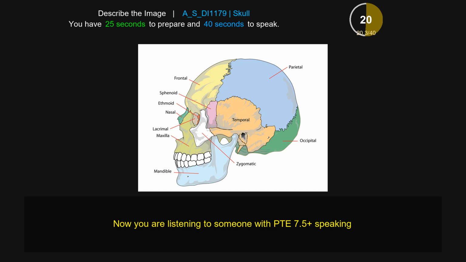It can be seen that the temporal part is represented with orange color, while blue color represents the parietal and mandible part. The green color represents occipital and nasal cavity, while the yellow color represents the frontal and sphenoid side part of the skull. Overall, it gives information about different parts of the skull.